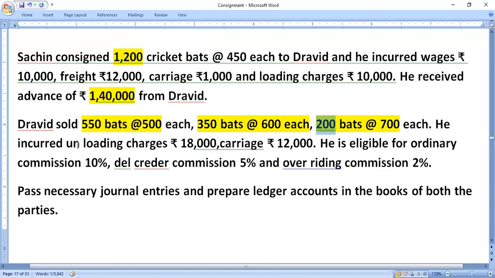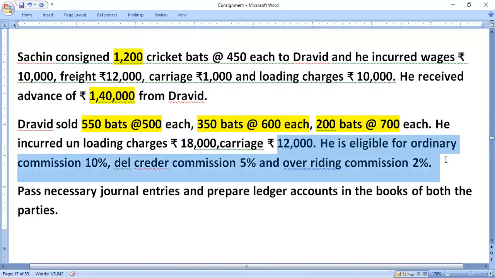He incurred unloading charges Rs. 18,000 and carriage Rs. 12,000, and he is eligible for ordinary commission 10%, bill credit commission 5%, and overriding commission 2%. Pass necessary journal entries and prepare ledger accounts in the books of both the parties.